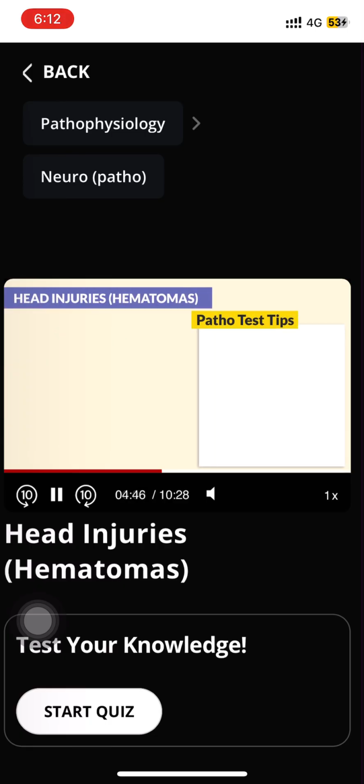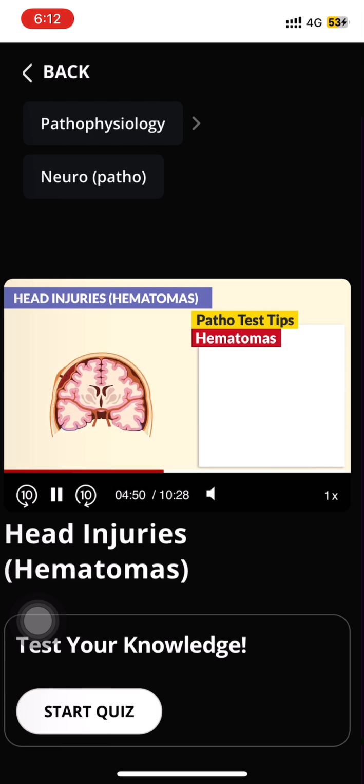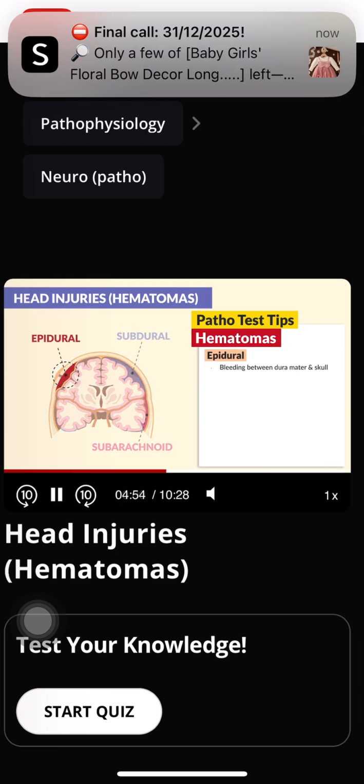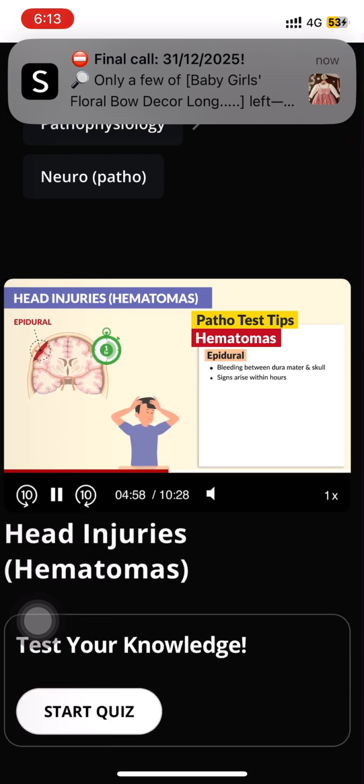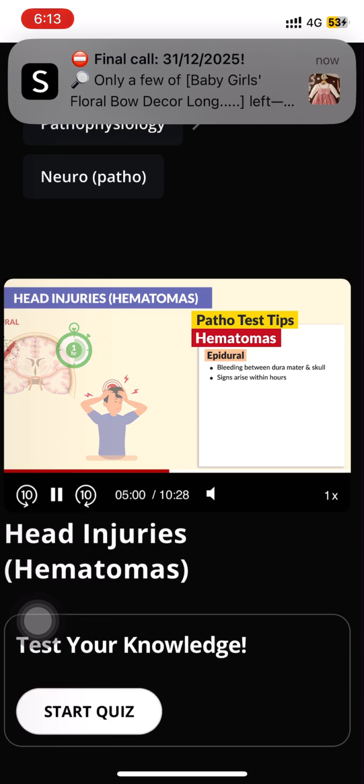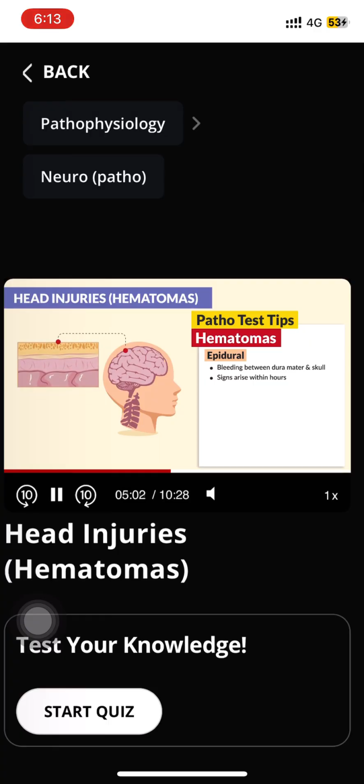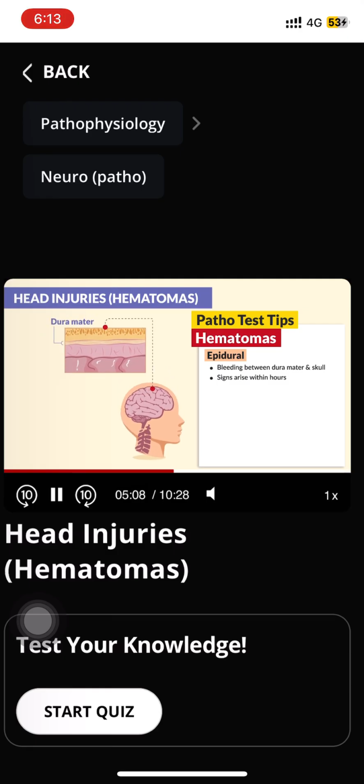Now for some specific key terms and pathophysiology test tips. First up is hematomas. I'd be sure to write this down. Epidural, we see bleeding between the dura mater and the skull. Signs arise within hours. So as you know, the brain has 3 layers in the meninges, which line the brain and spinal cord. First is the dura mater. The second is the arachnoid mater, and third is the pia mater.